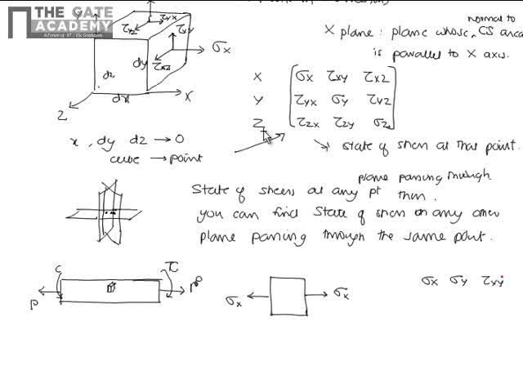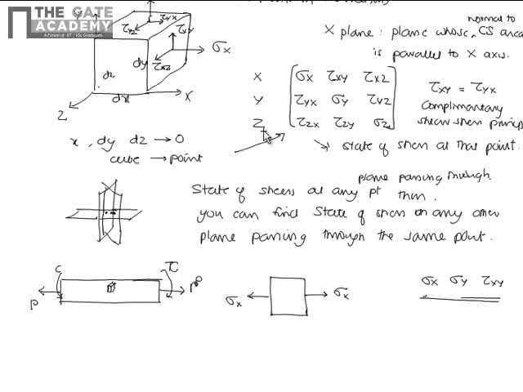Here I need to mention one more thing: tau xy is the same as tau yx by the principle of complementary shear stress. This is already dealt with in engineering mechanics, so I'm not going to deal with it in detail. So tau xy is the same as tau yx. So in a two-dimensional case, we have three stresses: sigma x, sigma y, and tau xy. Given such a problem, the first thing you have to do is find the three stresses, sigma x, sigma y, and tau xy.